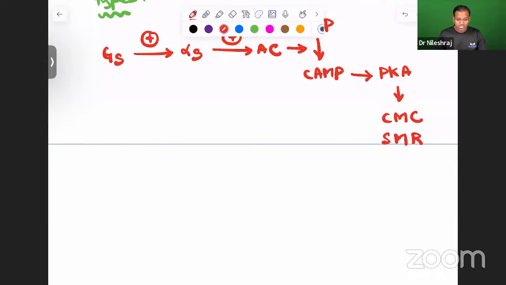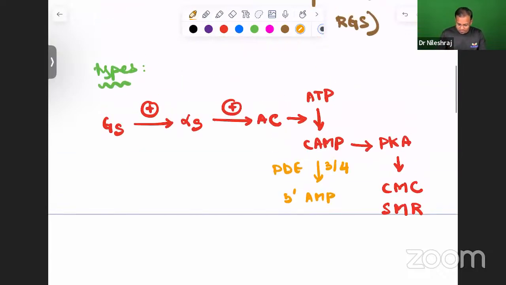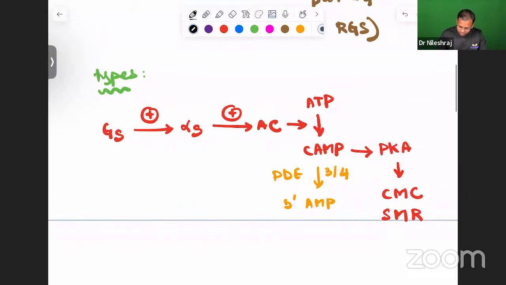Now, the cyclic AMP is not going to remain as cyclic AMP. It needs to be broken down to 5'-AMP. This breakdown will happen with the help of phosphodiesterase molecules. Many different phosphodiesterases are involved, primarily phosphodiesterase 3 and phosphodiesterase 4. Right, this is what happens whenever GS receptor is getting stimulated. Now let's talk about what are the drugs which are going to be acting here. We have an experimental drug called forskolin.